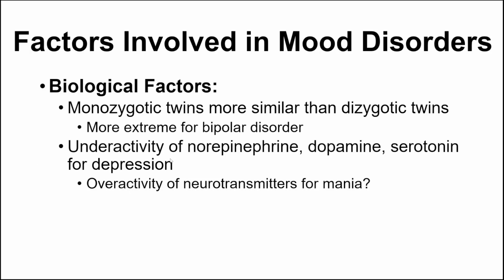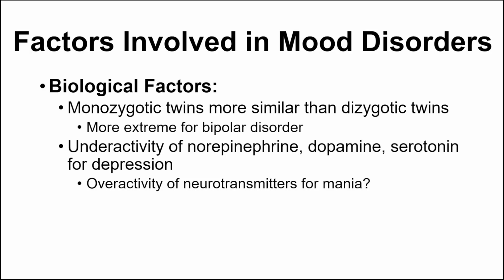Once again, our discussions of biological factors are going to be unsurprising, where monozygotic twins are more similar than dizygotic twins in terms of our mood disorder diagnoses, which just tells us that if identical twins are more likely to share a diagnosis than dizygotic or fraternal twins, there's a genetic component here. And there's a stronger genetic component when we look at a bipolar disorder diagnosis than if we look at just a major depression diagnosis. So bipolar disorder has a stronger genetic contribution from most of the research we've seen so far.